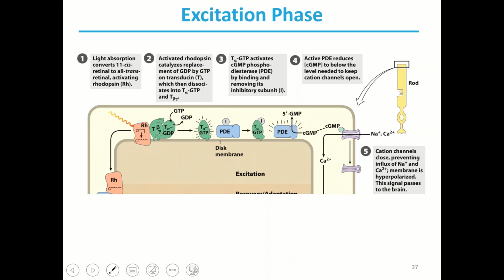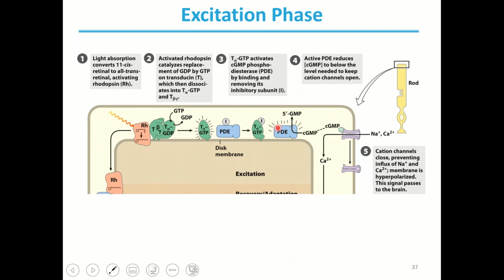Remember, we talked about PDE once it's activated by protein kinase A, it starts to cut cyclic AMP and makes AMP, right? So this is a different PDE, and this PDE is specific for cyclic GMP, but it does the same thing. It takes cyclic GMP and it converts it into 5' GMP. So it cuts and breaks the ring in the cyclic GMP.